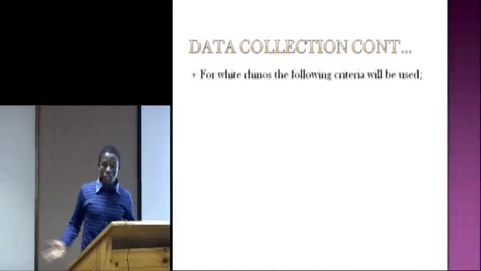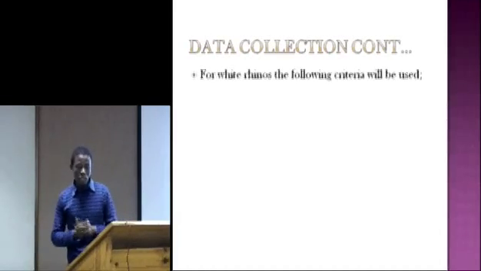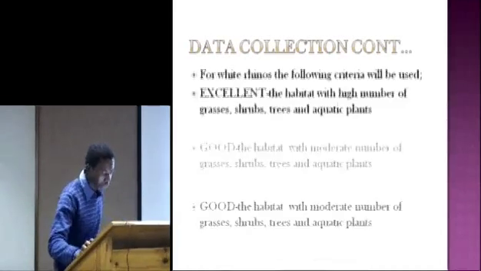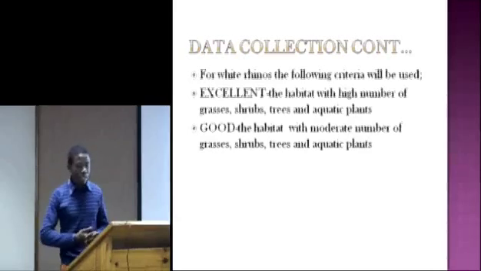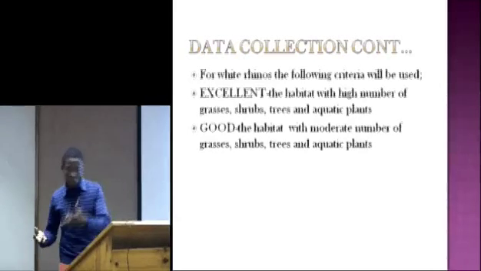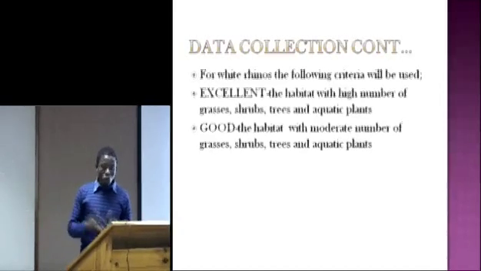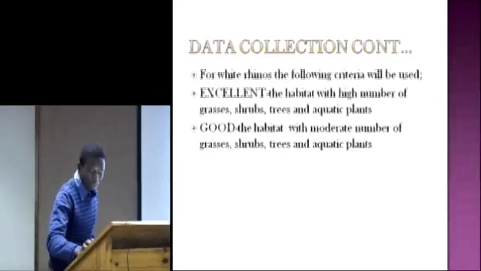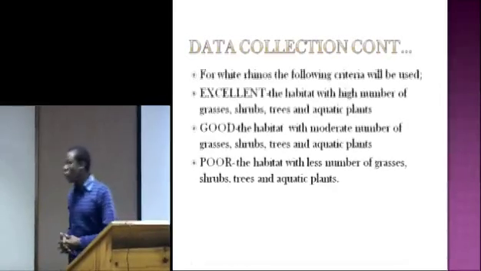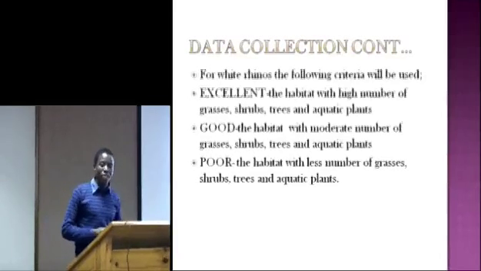For white rhinos, these are the criteria that the researcher will be using. Excellent: the habitat with a high number of grasses, shrubs, trees, and aquatic plants, because white rhinos, according to literature, prefer grasses, shrubs, trees, and aquatic plants. Good: the habitat with a moderate number of grasses, shrubs, trees, and aquatic plants. Lastly, poor: the habitat with a low number of grasses, shrubs, trees, and aquatic plants.